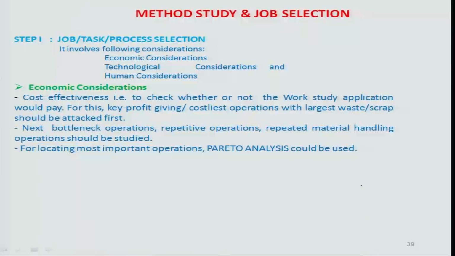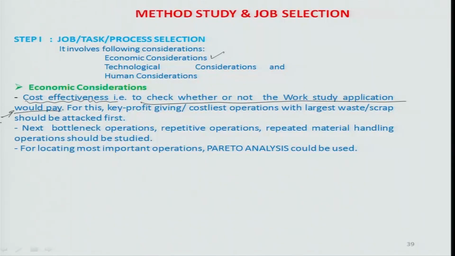When we talk about job task process selection, it of course involves the following considerations. One of them is of course economic in nature. It has to be cost effective. Whatever new job task process selection we are making, the process itself should be very cost competitive, and you should check whether or not the work study application would pay. Okay. If I do all this work study and at the end of the day the productivity improvement is very minuscule, then there is no use of doing the work study.